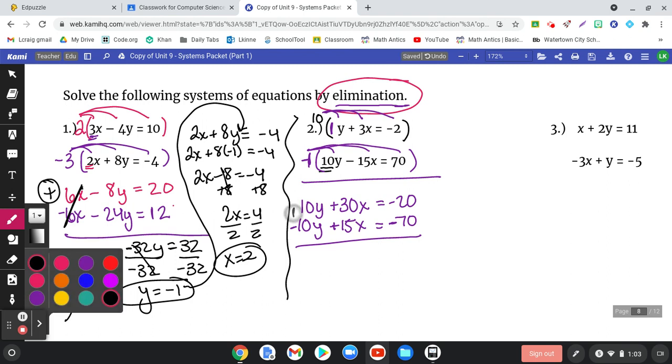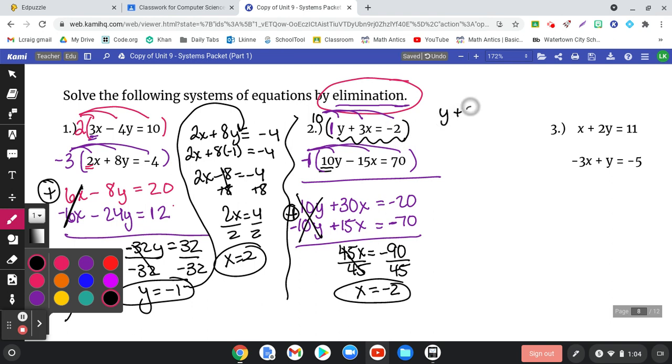Okay, so we're going to now add those two together, and when we do, the y's are eliminated. So you're just left with 45x equals -90. Divide by 45. X equals -2. And then again, when you want to figure out what y is, pick one of the top equations. The top equation looks to be the easiest, so I'll use that one this time. It doesn't matter which one you choose. I like to pick the easiest one because it'll be less work for us in the end.